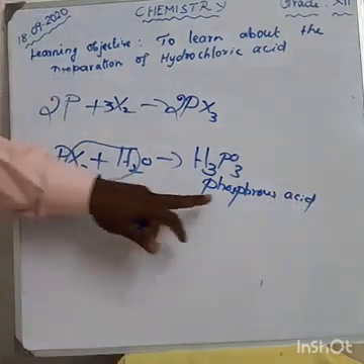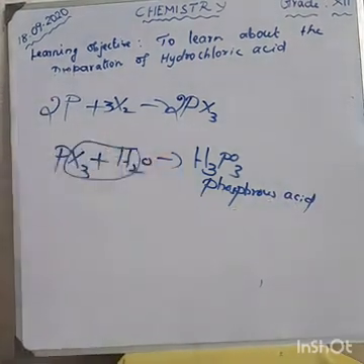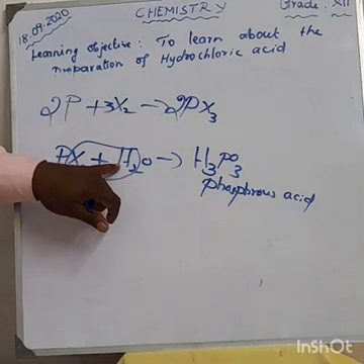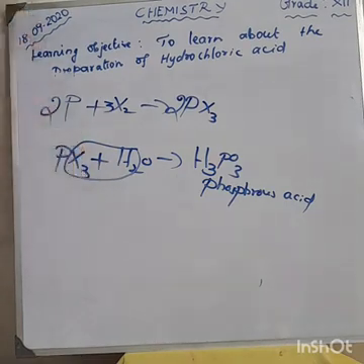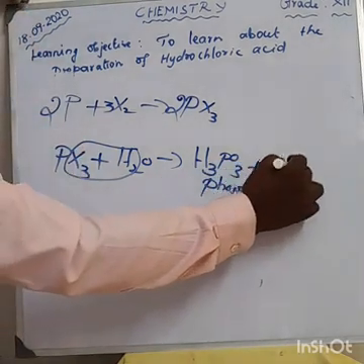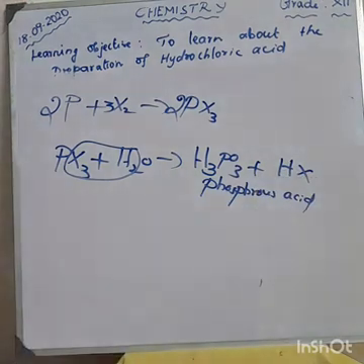What's the name of this compound? Phosphorus acid, H3PO3. And also, hydrogen combines with the halogen. We get HX. So, how can we balance the equation?